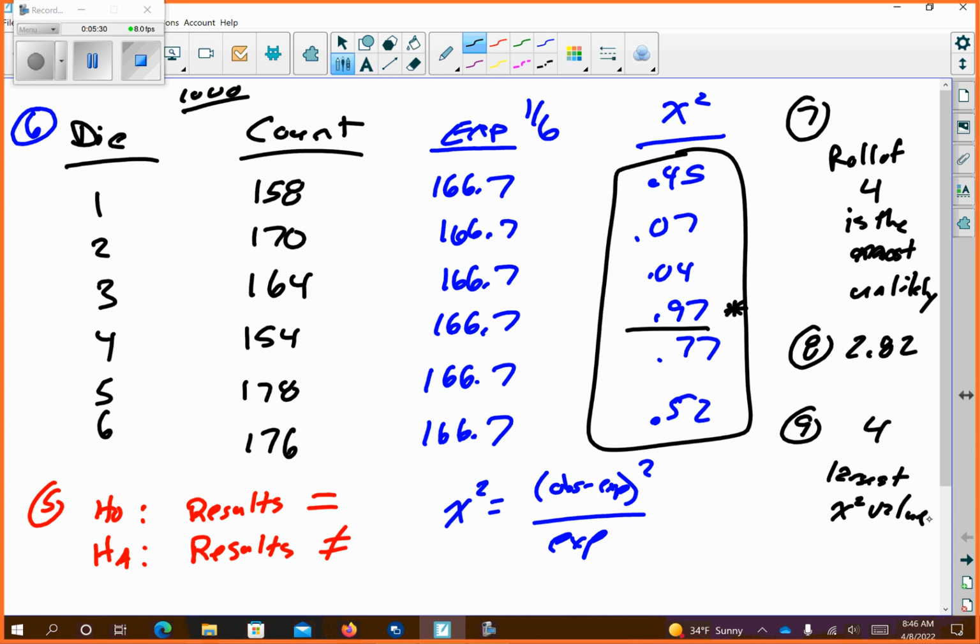Yeah. So the smaller chi-squared values mean it's more likely to happen, closer to zero. The closer you are to zero, the better your count would have been, much closer to your expected value. So what was the smallest? Looks like 3 was the smallest, because 164 is the closest to 166.7. But the 4 is the one that seems to be the most unlikely to be taking place. All right, so that is chi-squared so far.